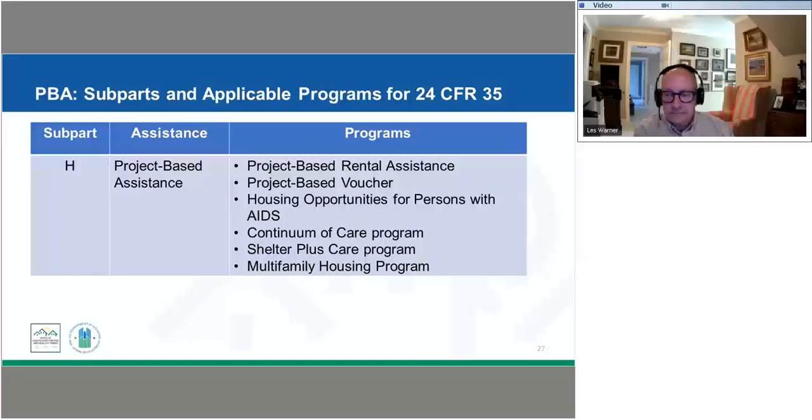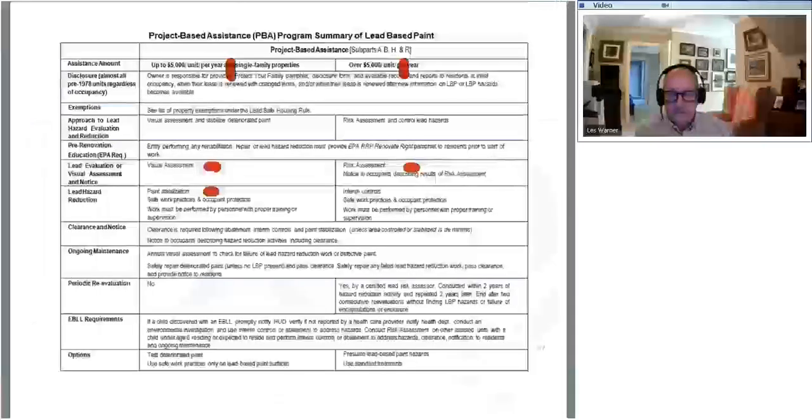Right, but what doesn't change is once you determine which category you're in, unless you want to bring up that summary chart, once you determine are you on the left side or the right side of the chart? So are you up to and including $5,000 per year or a single family property? You're on the left side. If you're over $5,000 per year, you need to follow the requirements on the right side.